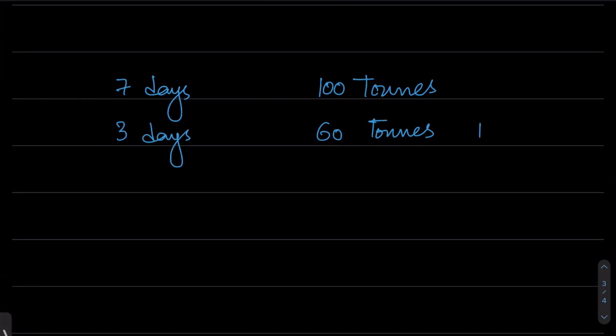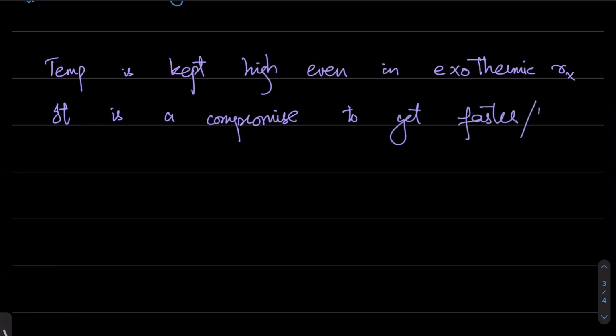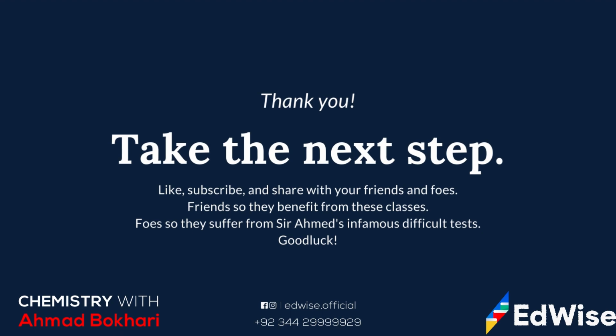It means you have a lower yield and yet you compromise on it because you're saving time, and that is what these industrialists do. So this is an important point. Temperature is kept high even in exothermic reactions. It is a compromise to get a faster rate at the cost of yield. They will still make more money, and that is why they do it. All right, take care. Allah Hafiz.